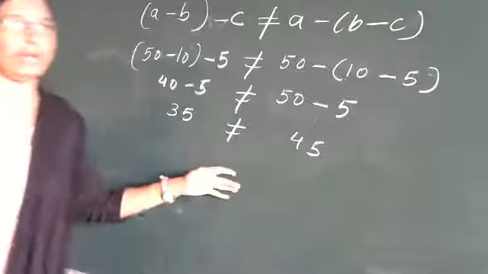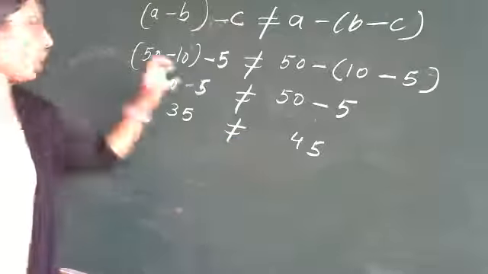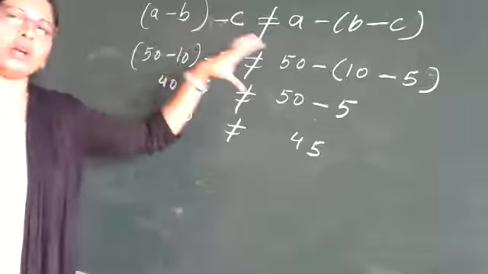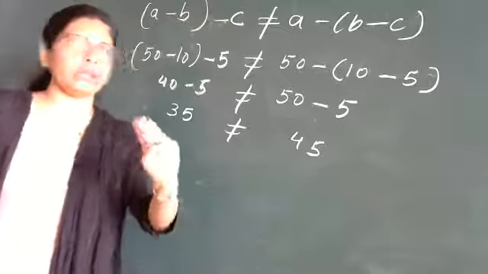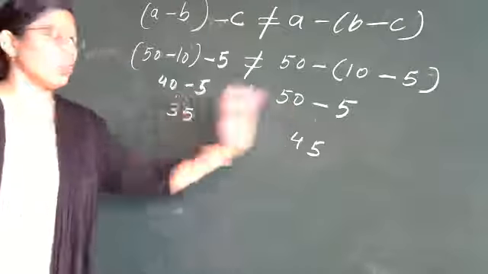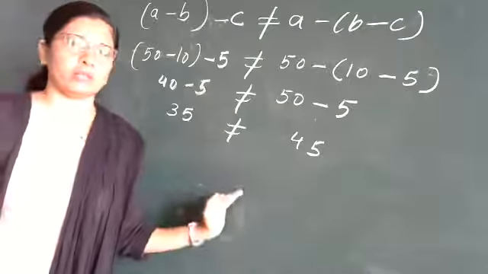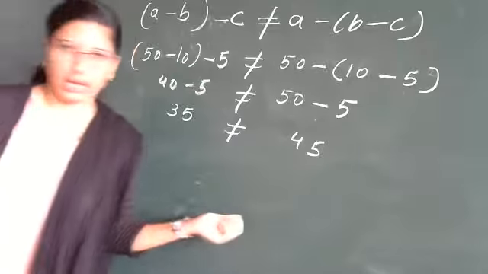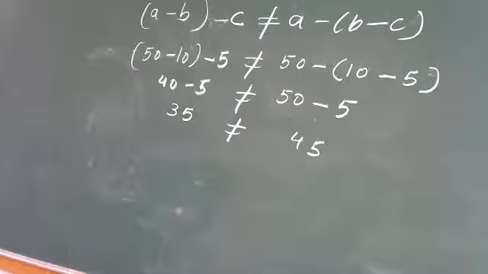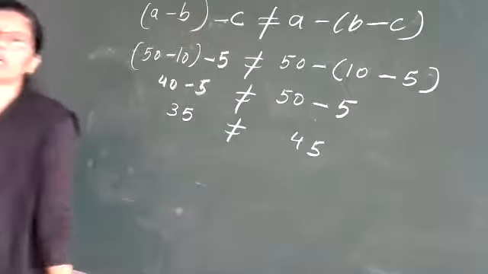So any whole number you can take, not only 50, 10 or 5. Any three whole numbers, such that you do not get the equal answer. Okay? Okay, ma'am. Yes. Now next. Okay, these are a type of word sums.